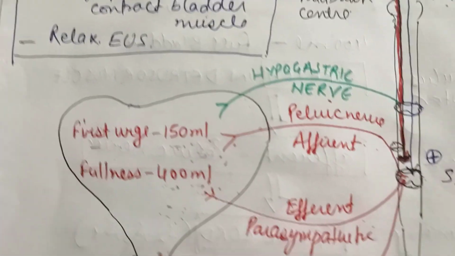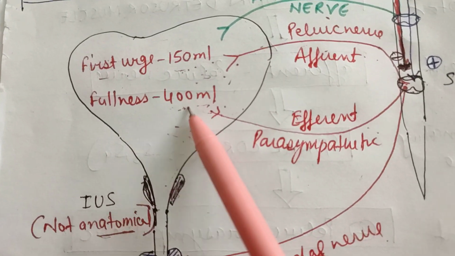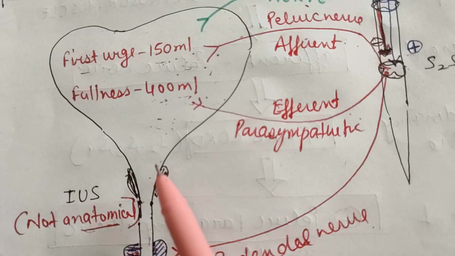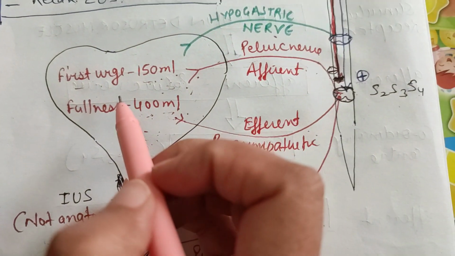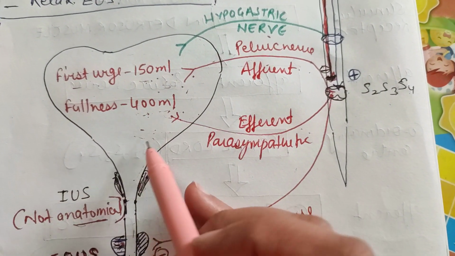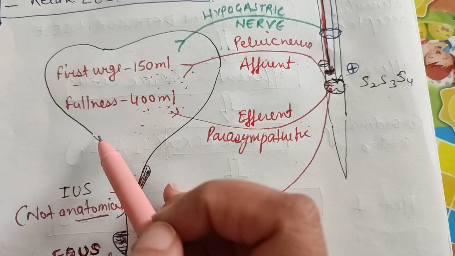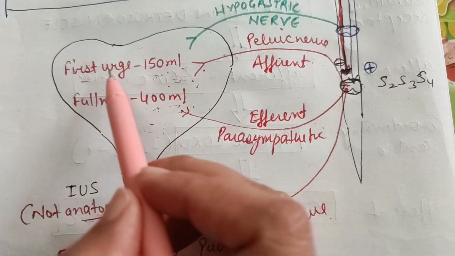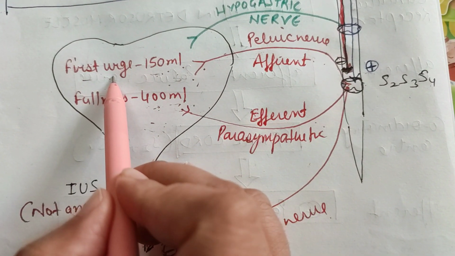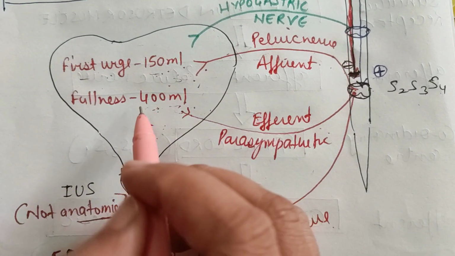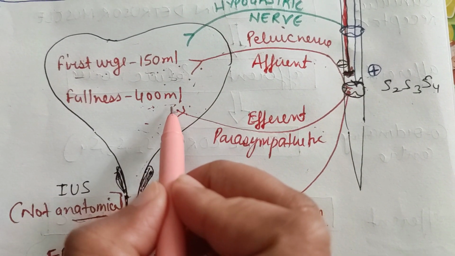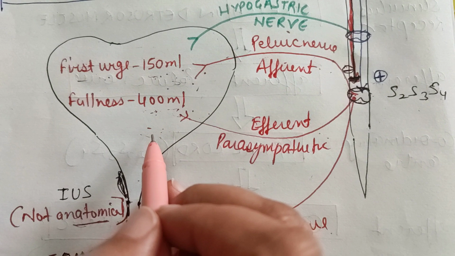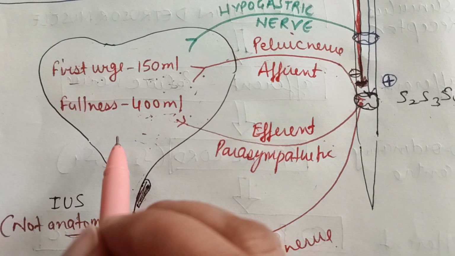So how is the bladder basically able to store, and how is it able to micturate or urinate, right? So let's see, when urine collects, the pressure rises, we know that, right? Around 150 ml causes the first urge to urinate, and then around 400 ml, when the urine is filled in the bladder, there is a sense of fullness.